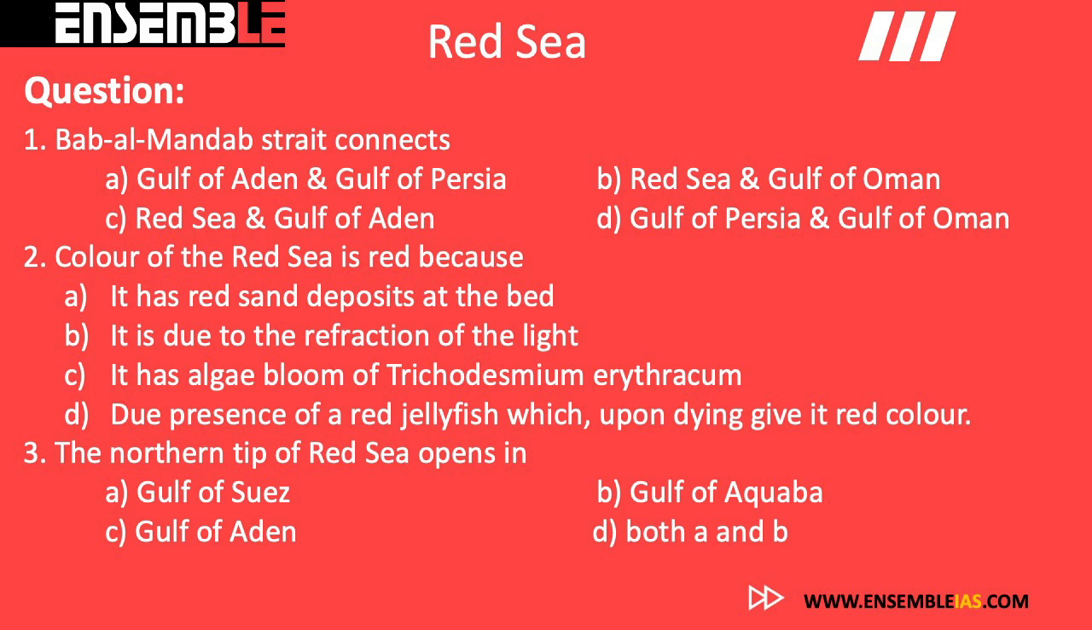Now it's time to give you the answers to the questions that we posed at the beginning. Starting with question number 1, Bab al-Mandeb Strait connects, the answer will be C, Red Sea and Gulf of Aden. Second question, the color of the Red Sea is red because, the answer will be C, it has algae bloom of Trichodesmium erythraeum. Third, the northern tip of the Red Sea opens in, the answer is D, both A and B, in the Gulf of Suez and in the Gulf of Aqaba.